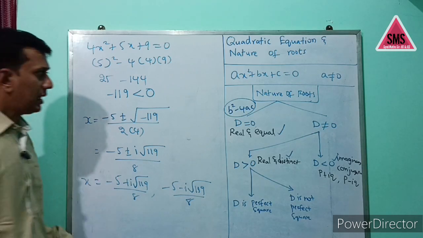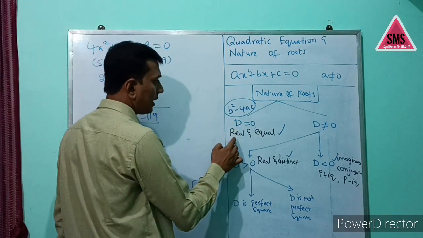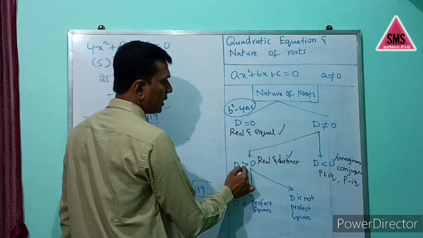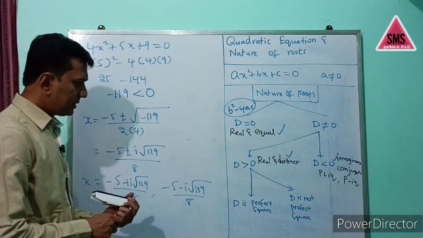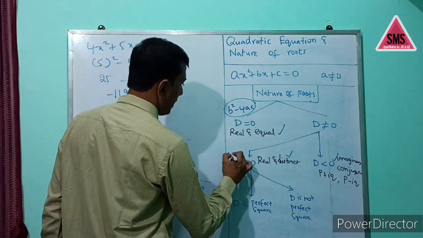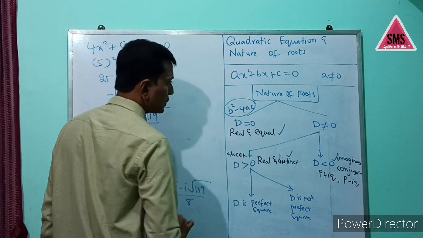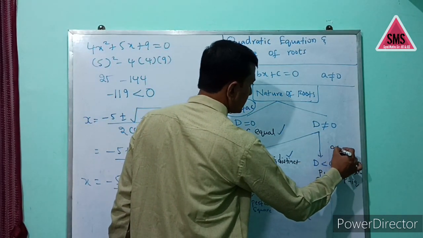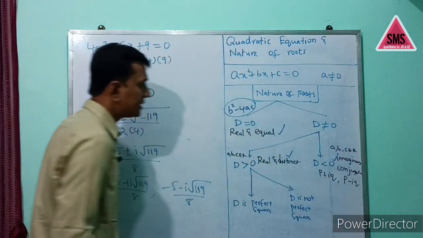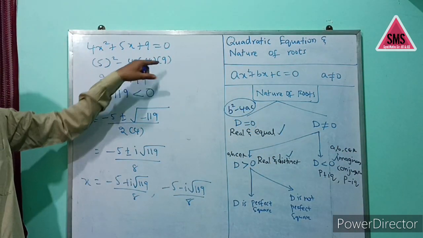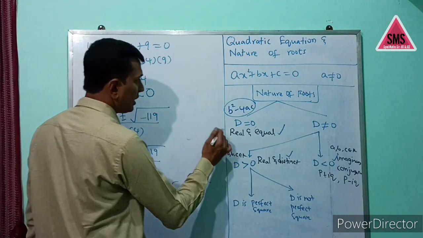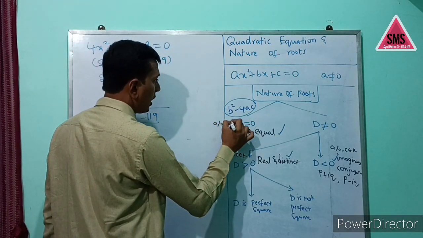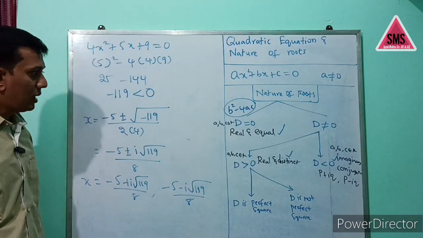So far we have seen D equals 0, real and equal, D greater than 0, and D less than 0. Now in these two cases, a, b, c belong to R. Even in this case also a, b, c belong to R. You can see in this example we have taken real numbers. Though we have taken real numbers, we got imaginary roots. Even in this case also a, b, c are real numbers.